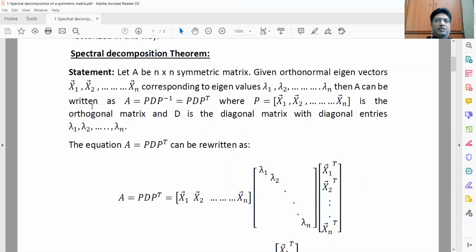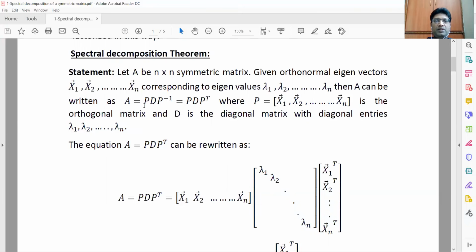Then according to the diagonalization, A can be written as PDP inverse. But what is this P inverse? P inverse is nothing but P transpose, because P is an orthogonal matrix. If it is an orthogonal matrix, its inverse is nothing but its transpose. Therefore, A can be written as PDP transpose. Here D is the diagonal matrix with the diagonal entries lambda 1, lambda 2 and so on lambda n.